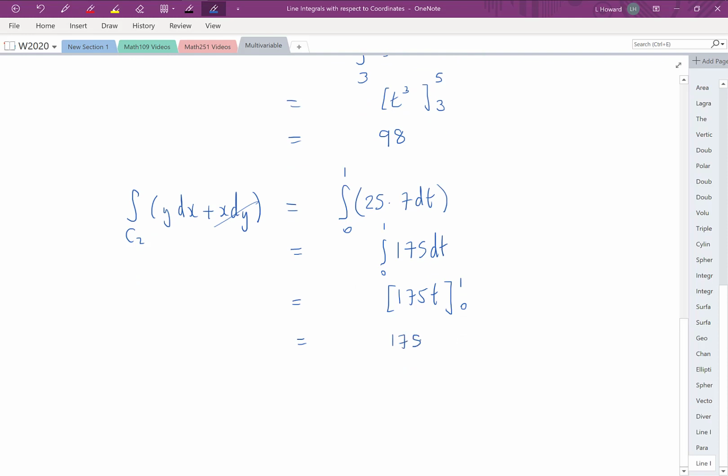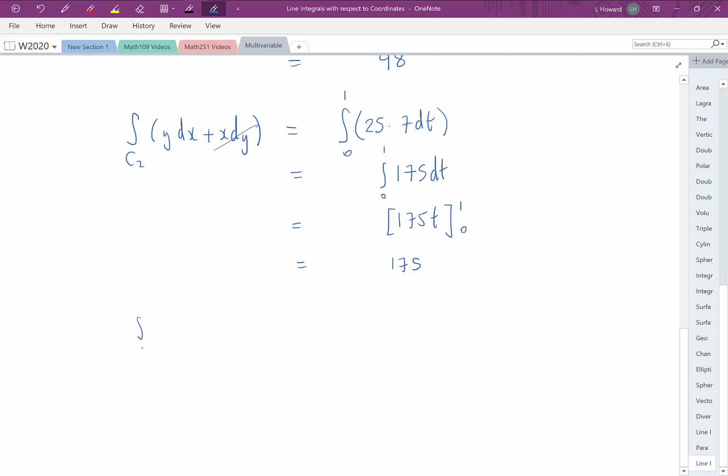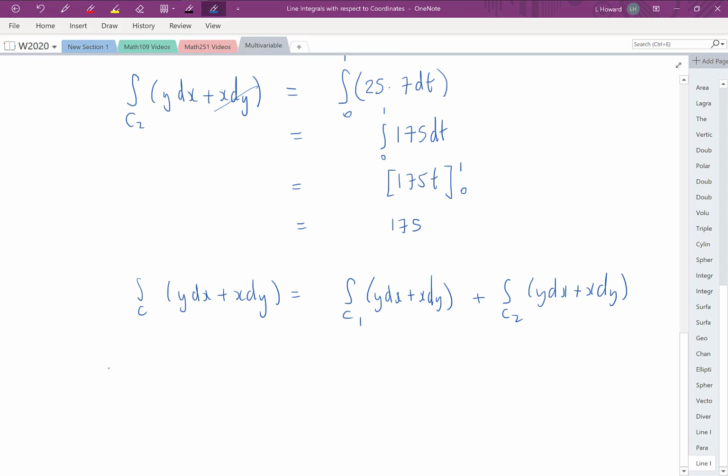So now that we've evaluated our two line integrals, we can say, well, the line integral over the curve C of our integrand is the same thing as the line integral over C1 plus the line integral over C2 of that same integrand. So you'll be able to say that every time your curve C is just sewn together out of two different parts, then you can break that up into two integrals. So here we have our answer coming up. We said our first line integral had a value of 98, second one was 175, so final answer 273.